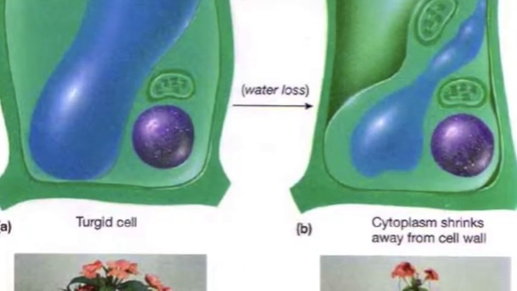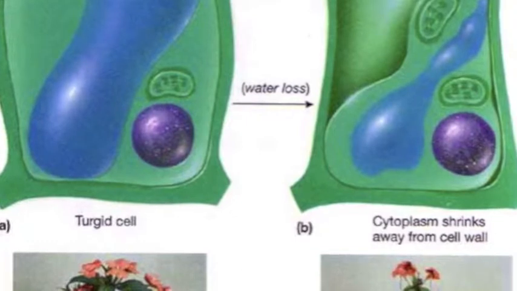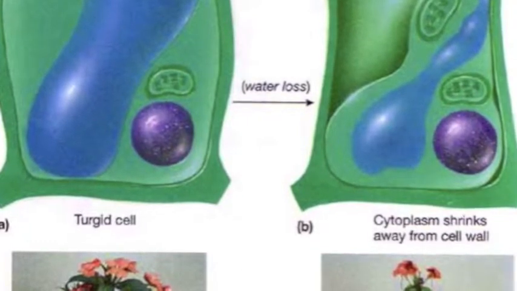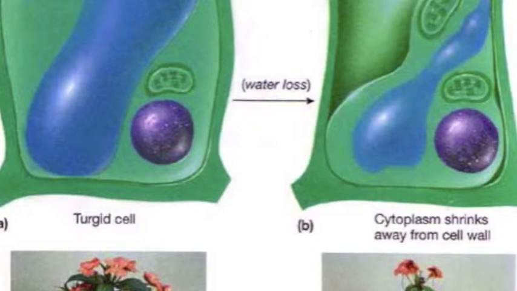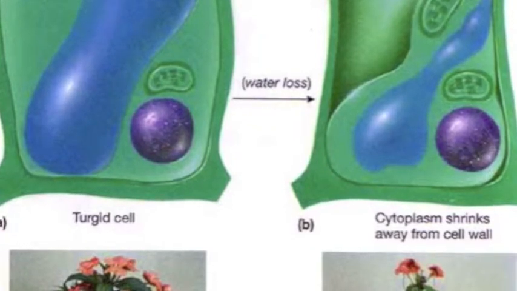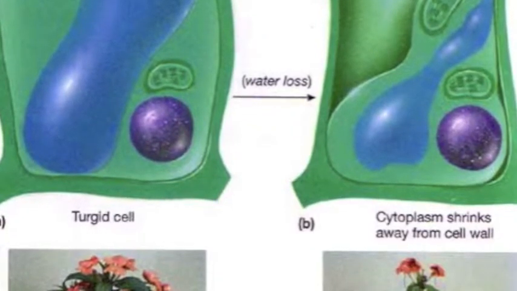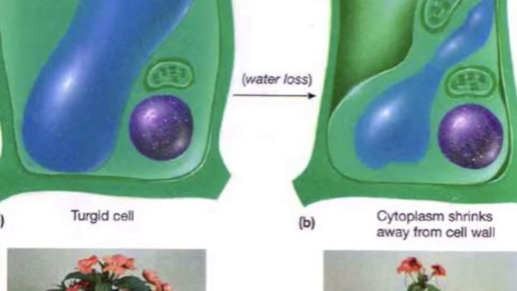But this time, as water continues to enter, the cell will start to put pressure on the cell wall, which creates something called turgor pressure. This turgor pressure allows the stem to stand upright, which is why many people water their plants so often.